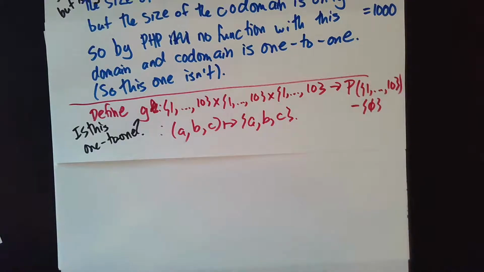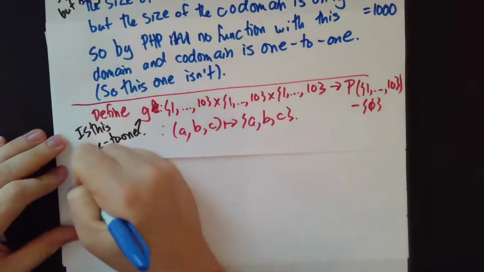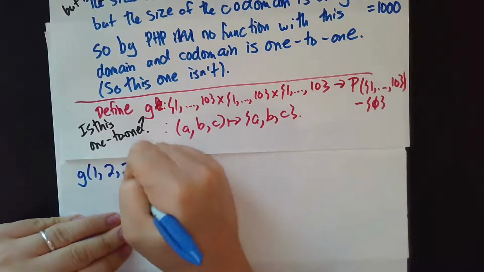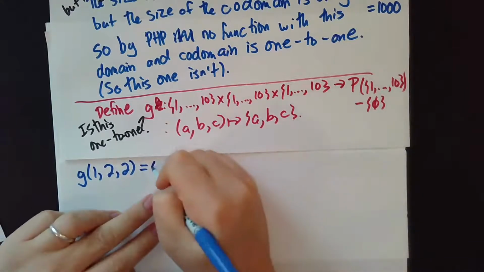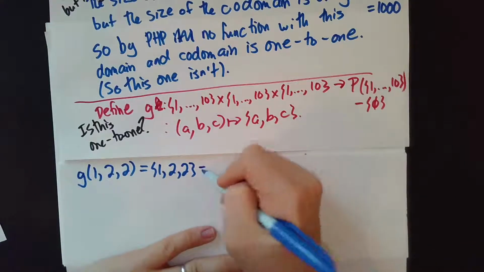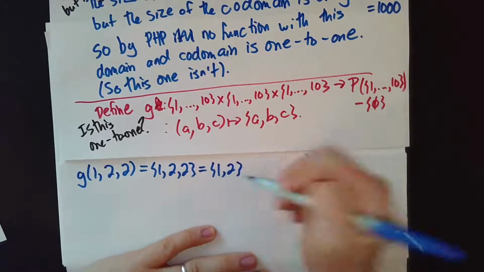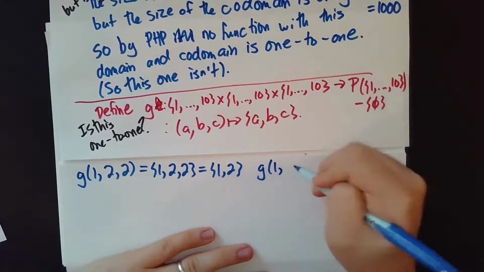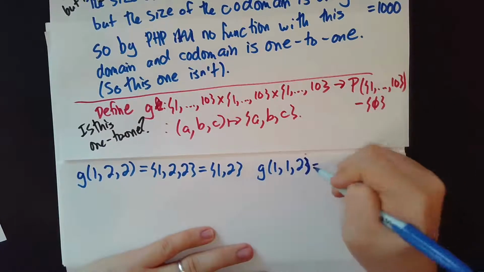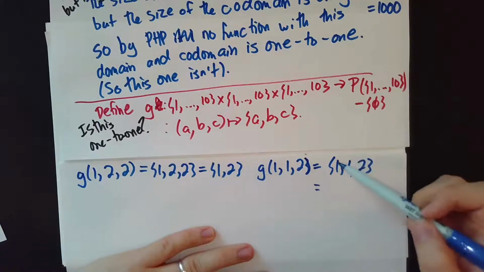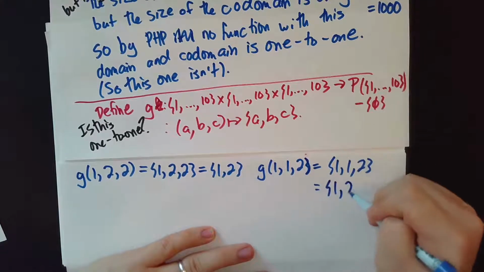{1, 2, 2} and {1, 1, 2}. That works. So if I look at what happens when I take G of {1, 2, 2}, by my formula, that's going to turn that into the set {1, 2, 2}. Except the set {1, 2, 2}, keep in mind, is the same thing as the set {1, 2}. In the same way, G of {1, 1, 2} will be the set {1, 1, 2}, except that's the same thing as the set {1, 2}.